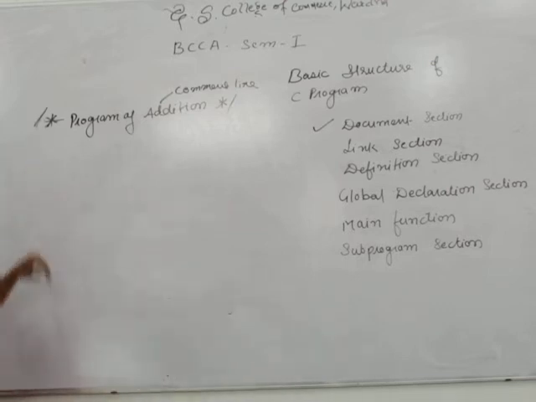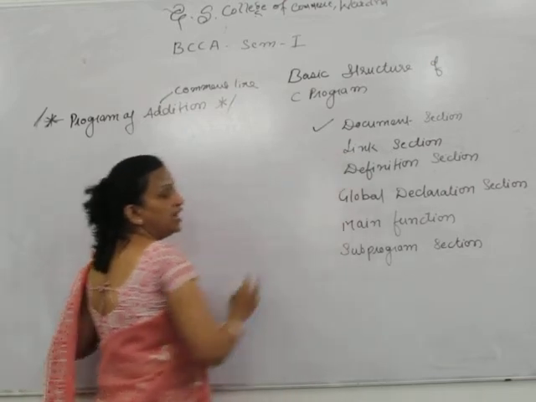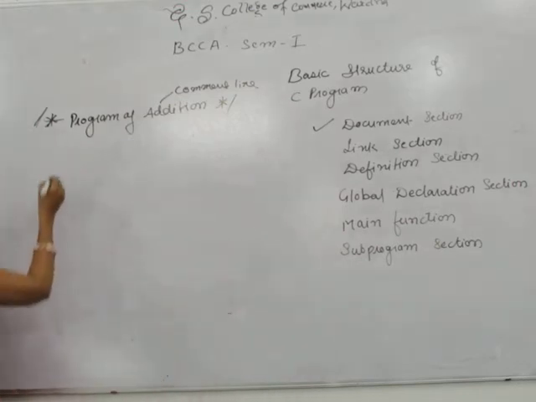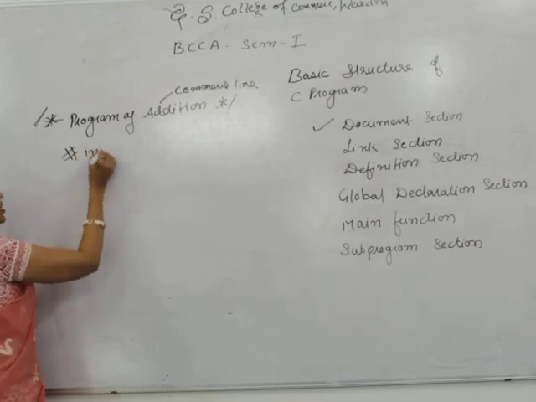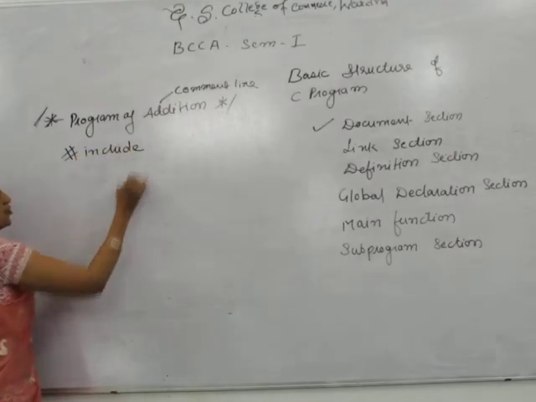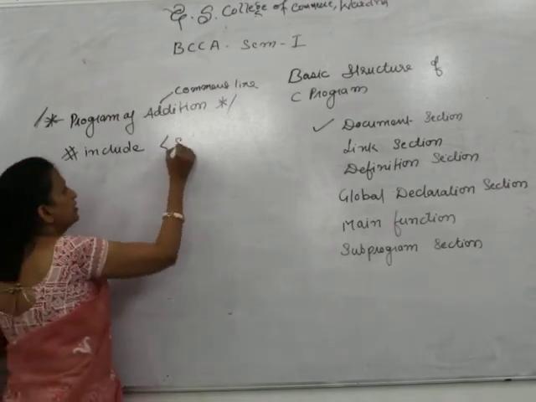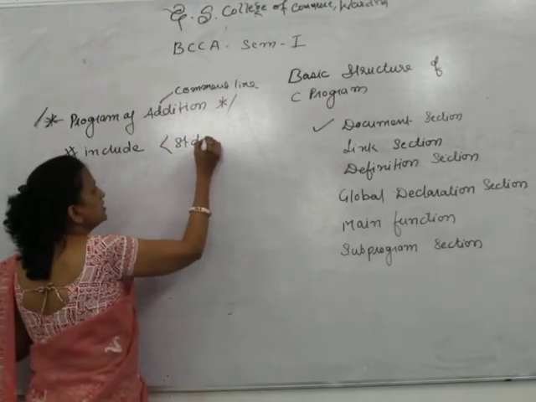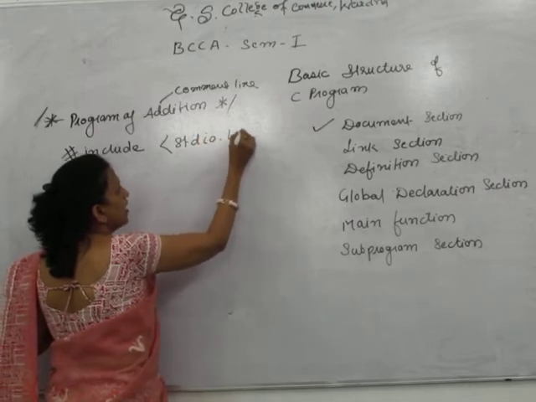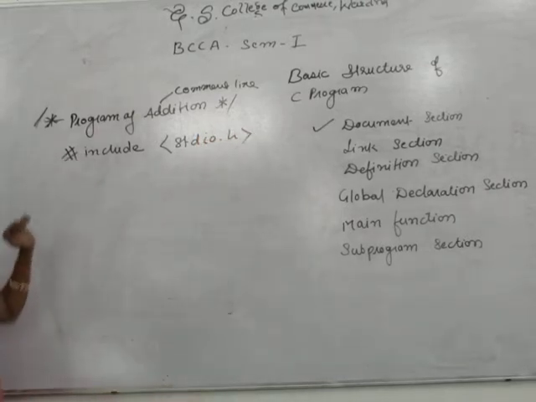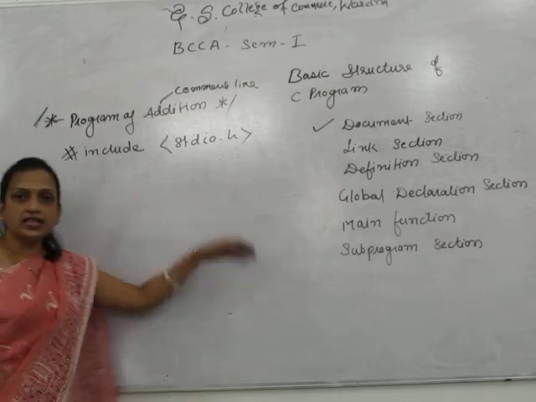Okay, so then next is the link section. The link section is always given by hash. Hash include is used to link the file. That means here stdio.h. There are some header files which are used in the link section.